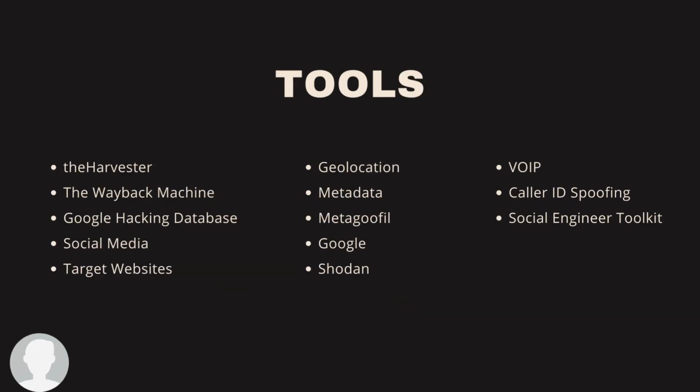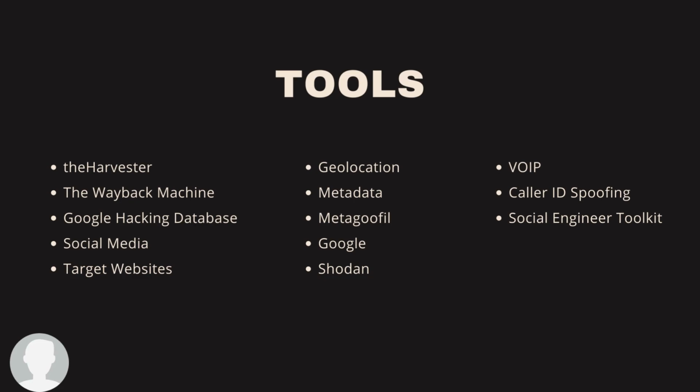Some tools that can be used to perform social engineering consist of theHarvester, the Wayback Machine, Google hacking database, social media, target websites, geolocation, metadata, Metagoofil, Google, Shodan, VoIP, caller ID spoofing, and the Social Engineering Toolkit, but it's not limited to these. These are very common tools that can be used.